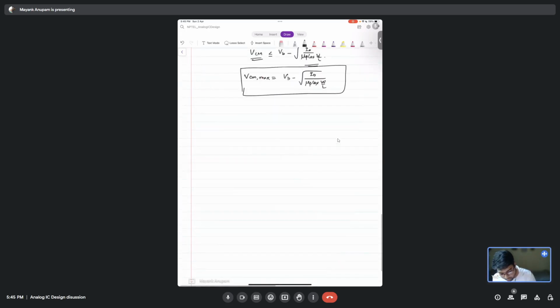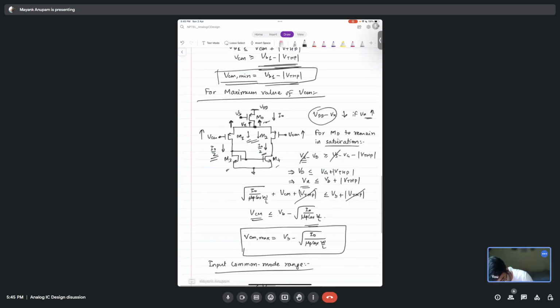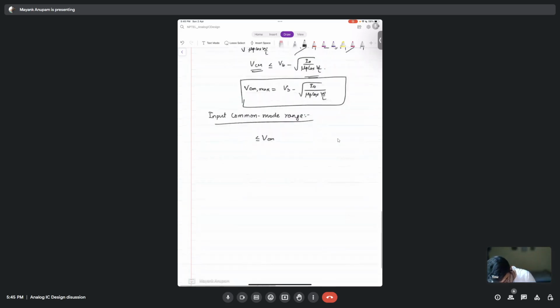So what is the input common mode range? VCM should be greater than or equal to VB1 minus mod of VTHP, and less than or equal to VB minus the square root of I naught divided by mu p C ox W over L. Right? Exactly. Cool.